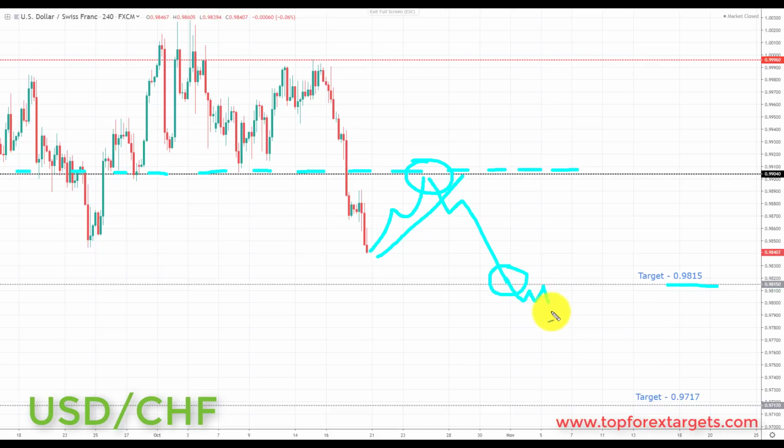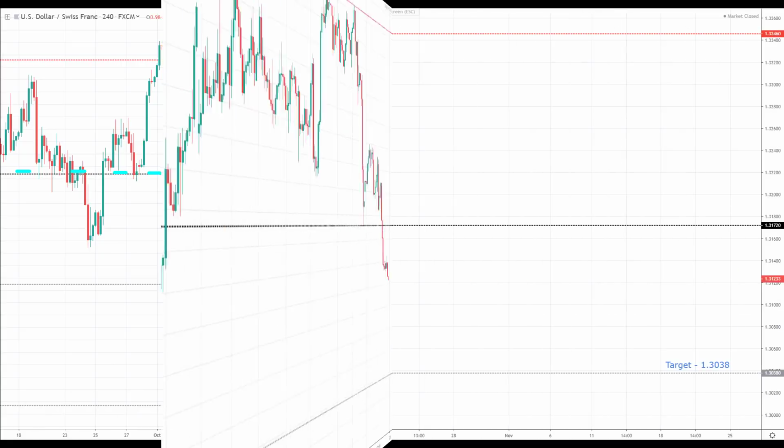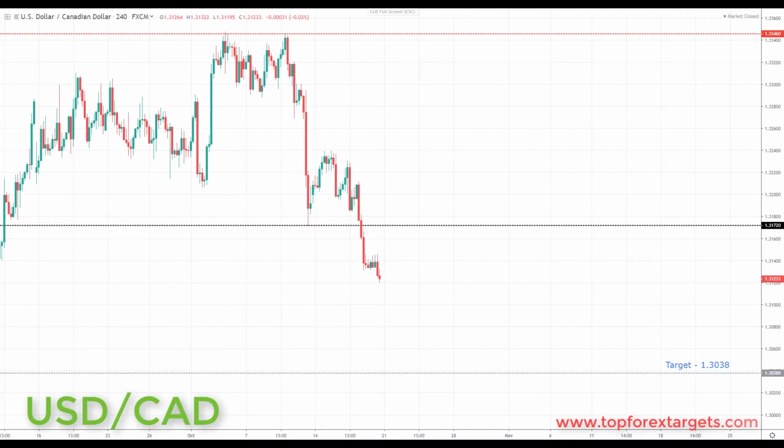And if we can get a breakthrough here, as always, we're going to be looking down towards the next key area of support to the downside, the target 2, the 0.9717. The next market that we're going to look at is US dollar CAD.